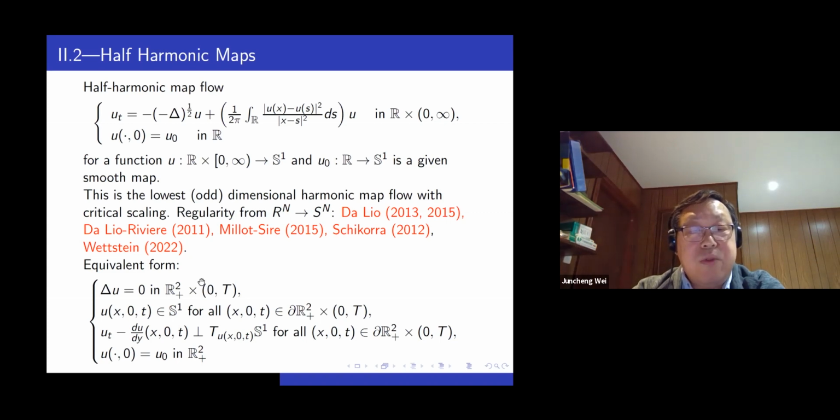The equivalent form uses the Caffarelli-Silvestre extension. So this is the equivalent form of the half-harmonic map. Now the only difference from the previous one is that ut is now downstairs. ut is on the boundary. In the previous example, ut is upstairs. Now here ut is downstairs.